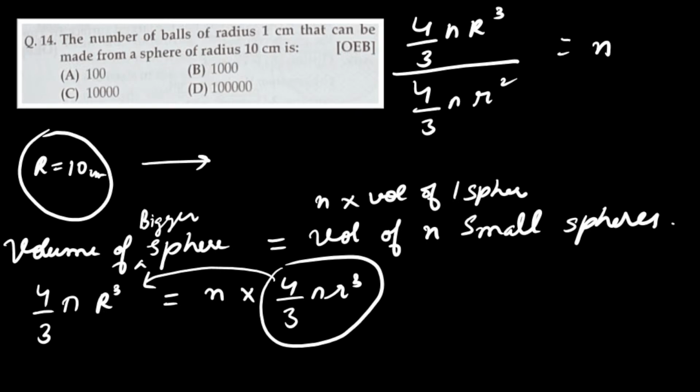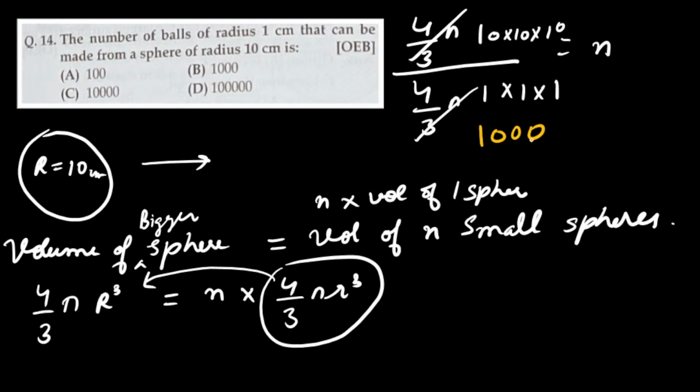This is equal to n. 4 by 3 pi and 4 by 3 pi will get cancelled. So r cube's value we can write here. Here I'm just going to substitute. So r cube's value, the bigger r, this is 10 into 10 into 10, and here it is 1 into 1 into 1. Both are in centimeters. So 10 into 10 into 10 is 1000. 1000 divided by 1 is 1000 only. So n is equal to 1000.